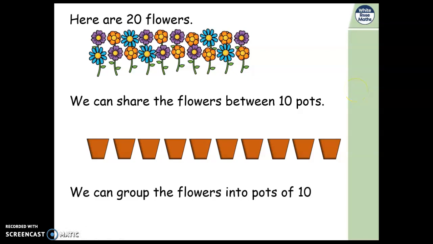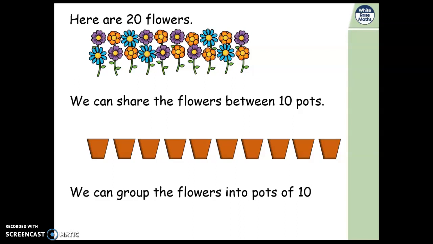Now that we've done our warm-up, let's have a look at some questions. They're very similar, except we're looking at grouping and sharing them into different groups, and obviously our focus is on 10, on dividing by 10, so we're going to be sharing by 10 and grouping in 10.